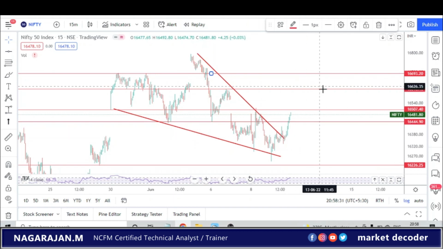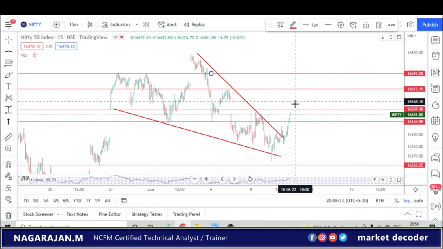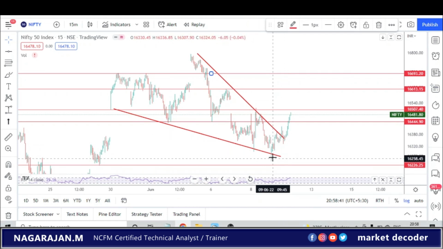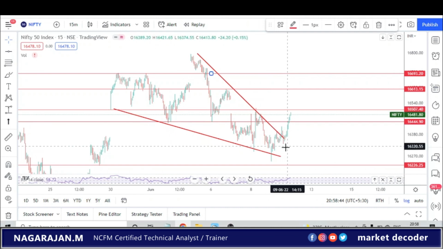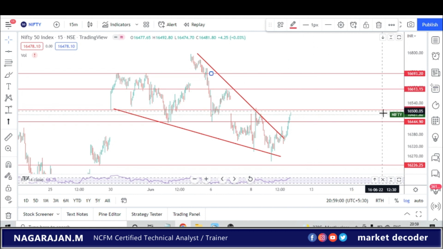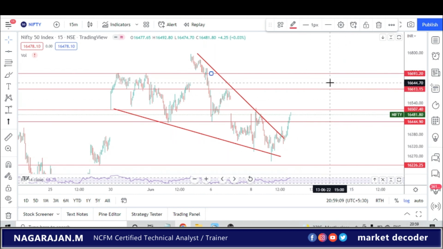So tomorrow we can expect these levels, and this view will get invalid only when this level is broken. For now we can say 16,333 is going to be the higher low. This is low, high, higher low, higher high. If this higher low is getting broken and it is falling down, then the pattern becomes invalid. But right now the falling wedge has already broken exactly as we predicted, and it has to go up. It has started moving up, and these are going to be the targets: 16,507, 16,613, 16,693. So these are going to be the targets for tomorrow.